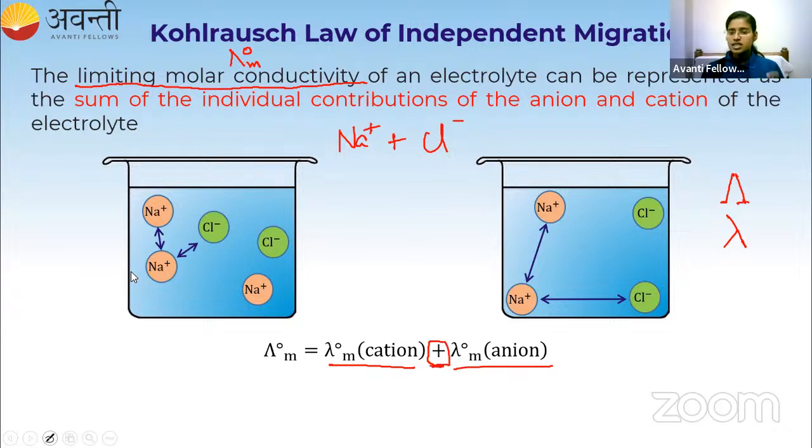Now for this NaCl, how to find out the lambda m naught? It is the lambda m naught of Na plus plus lambda m naught of Cl minus. That's all. Very simple, very easy. Clear for all of you? Now how to solve questions from this? What type of questions can be asked from this Kohlrausch law? So we'll discuss that.